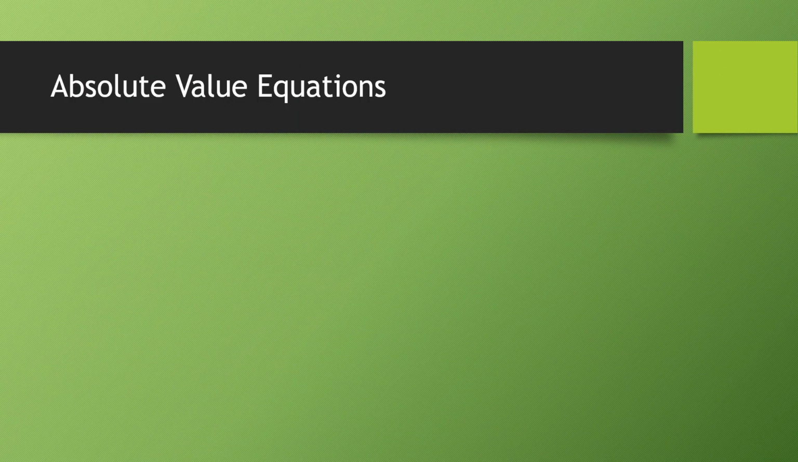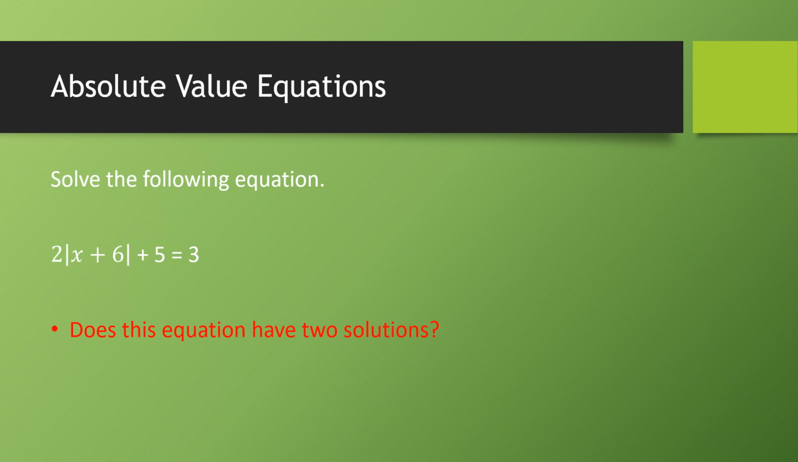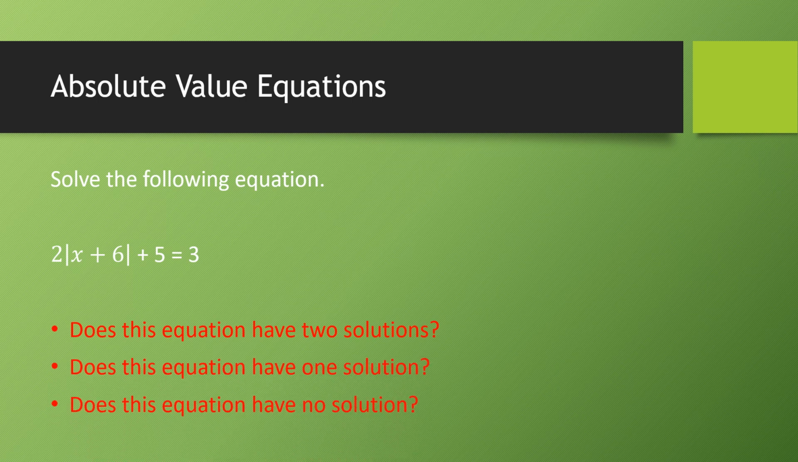Now that you know the basics, let's do a challenge problem. Solve the following equation. 2 times the absolute value of x plus 6, plus 5 equals 3. Before we solve, let's ask ourselves these 3 questions. Does this equation have 2 solutions? Does this equation have 1 solution? Does this equation have no solution? Let's dive right in and find out.